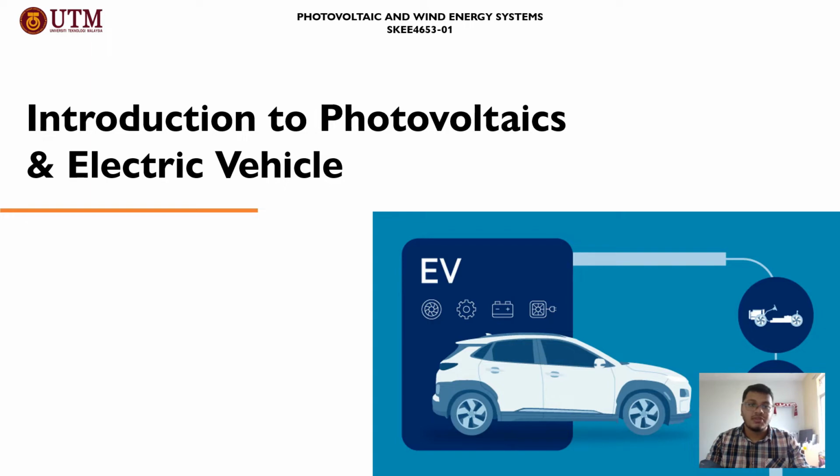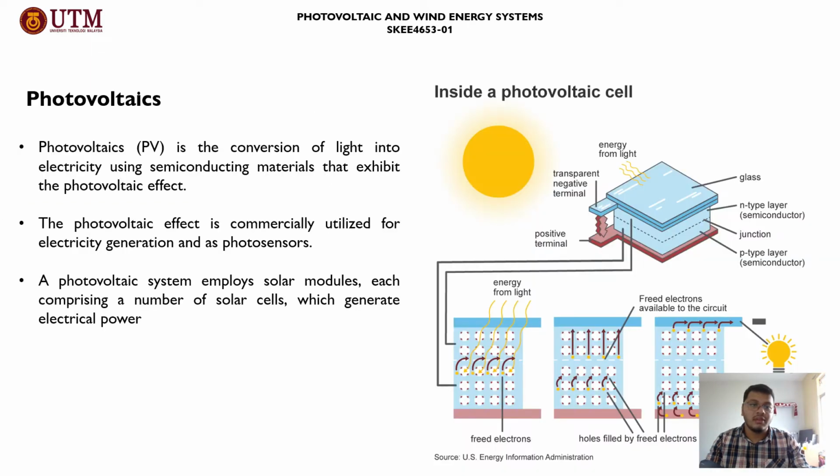This is the introduction to PV and EV. So what is PV? In general, the meaning is the generation of electric current when two semiconductors are exposed to light. Here the light we are talking about is sunlight. The difference noted between two semiconductors is known as the photovoltaic effect. The photon strikes the atom and the electron is loosed. So when it is loose, it converts into electricity.